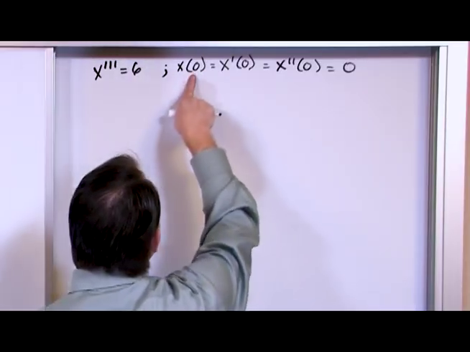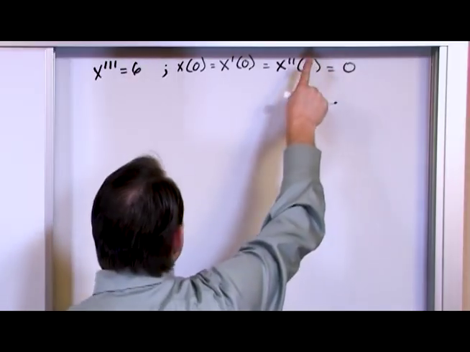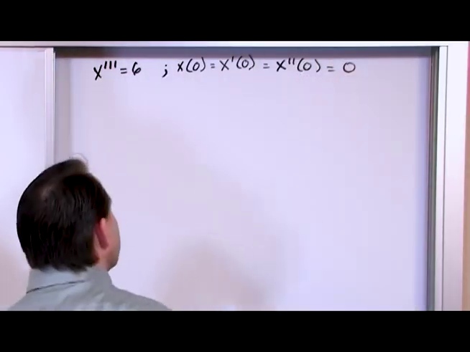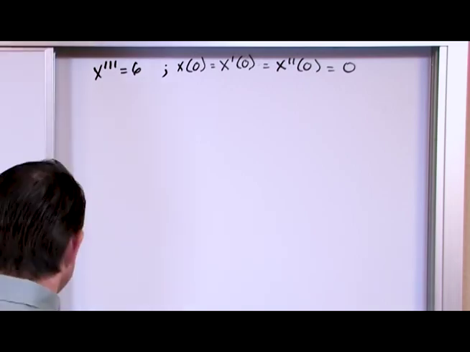So the position at time 0 is 0, the velocity at time 0 is 0, the acceleration at time 0 is 0. That's a good way to think of it. So everything starts basically at rest, not moving at all. That's what that really means.